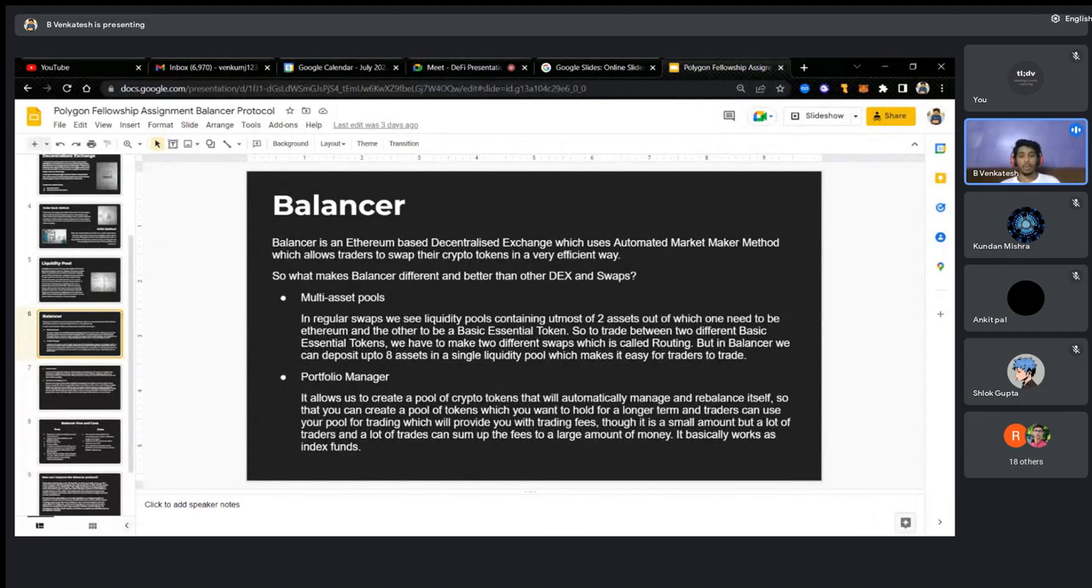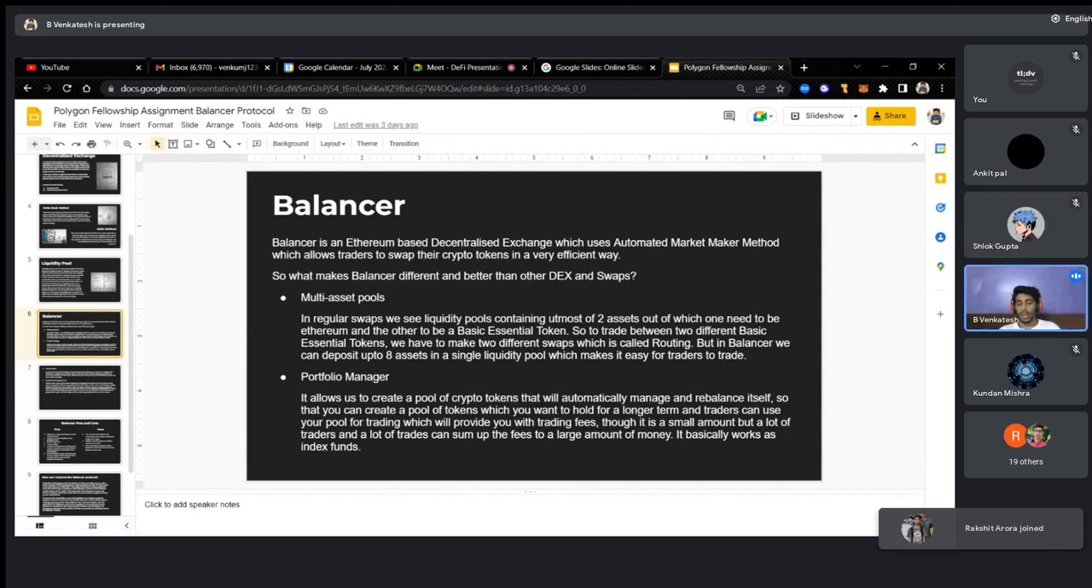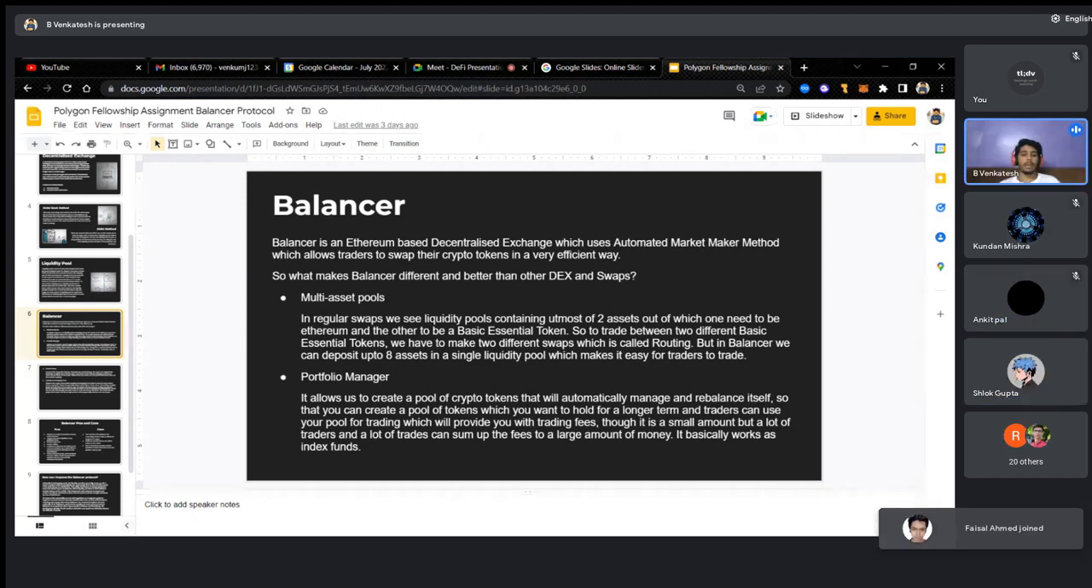Now, what is a portfolio manager? A portfolio manager means you can have a portfolio of your assets. You can make a liquidity pool of your assets, and since you are providing that money, if people come to trade in your liquidity pool, you get a little fees for that, and your assets are also getting balanced there. So you don't have to do anything otherwise, besides making a liquidity pool. All right, so this is how portfolio manager works.